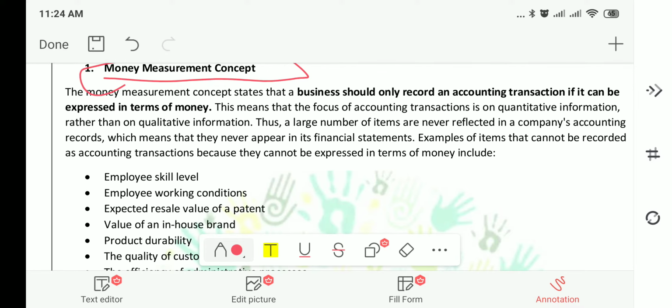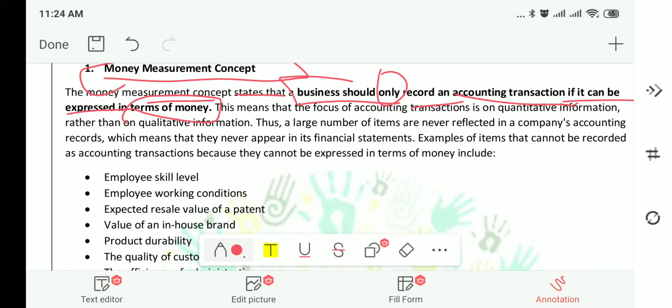What is the money measurement concept? The money measurement concept states that a business should only record an accounting transaction if it can be expressed in terms of money. That means if you can express it in terms of money, then and only then can you account for it or mention it in your accounting books. We can take an example.